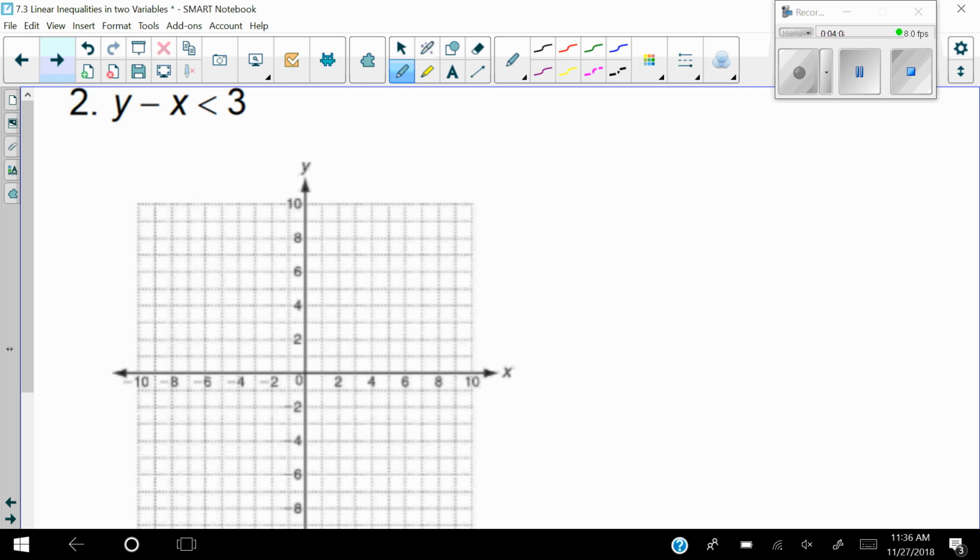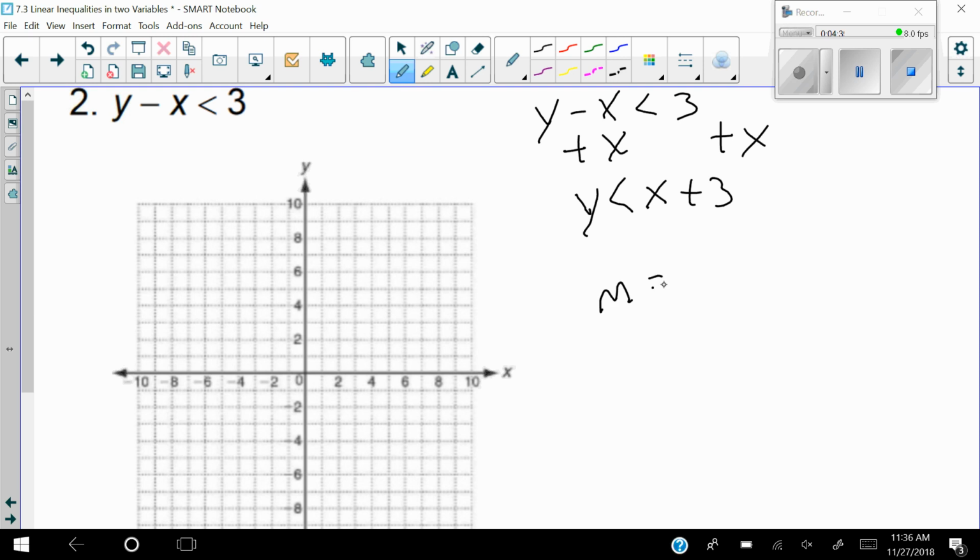Step one, we're going to solve for y. So I'm going to rewrite this over here. Y minus x less than 3. And I'm going to go ahead and solve for y. I'm going to add x on both sides. And y will be less than x plus 3. So now I have it in slope-intercept form, my slope is going to be equal to 1 or 1 over 1.